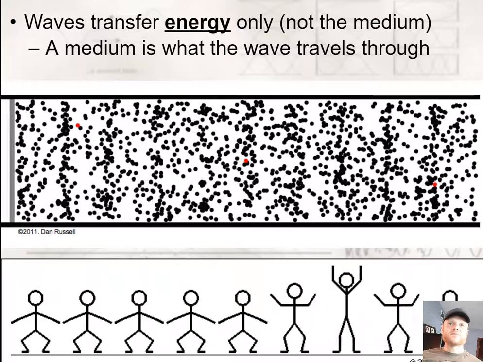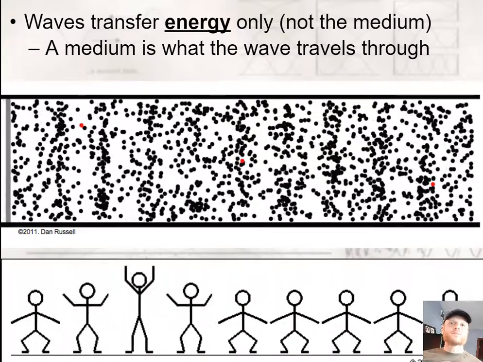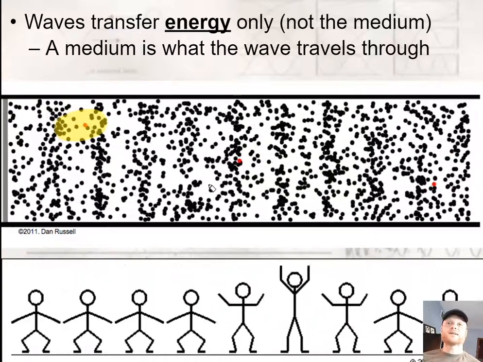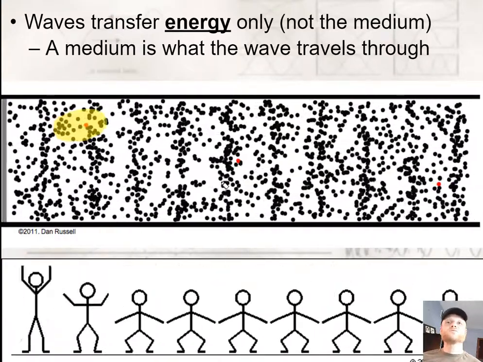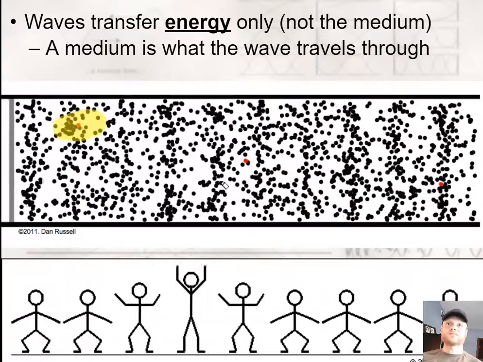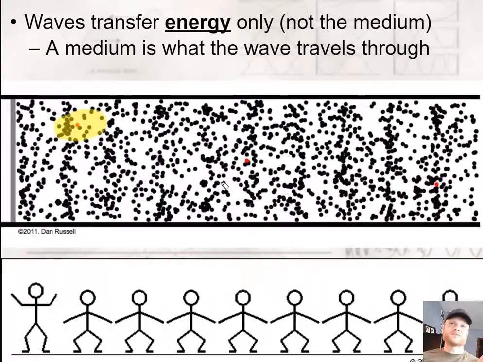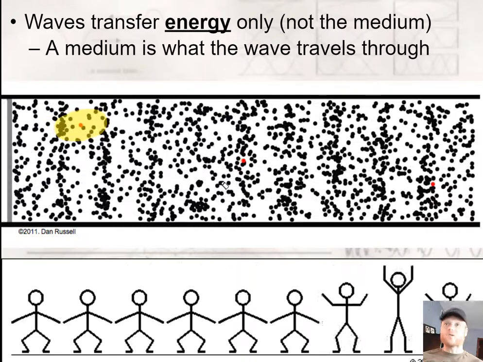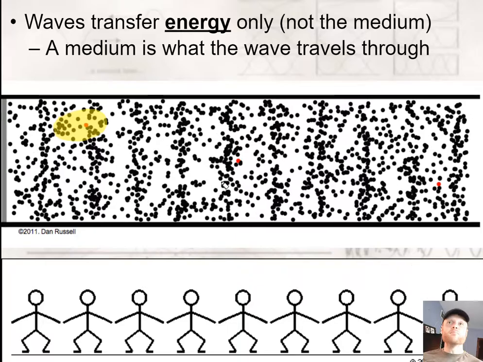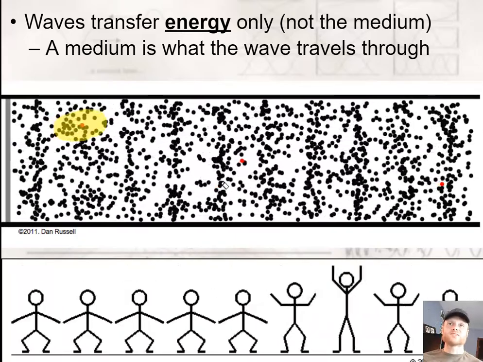So here we have an example of two different pictures. Basically the point of these is that you'll notice the dots. If you follow this red dot right here that I've highlighted yellow, you'll notice it just moves back and forth. The dot itself is not actually traveling across the screen. And so this would be an example of, say, a water wave or something of that sort, where the medium is not moving or being transferred, it's just the energy.